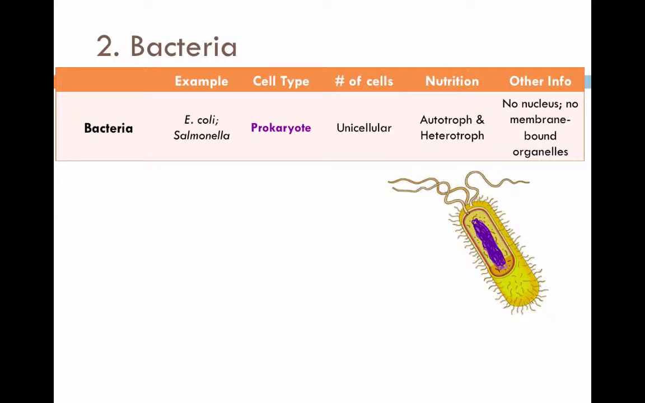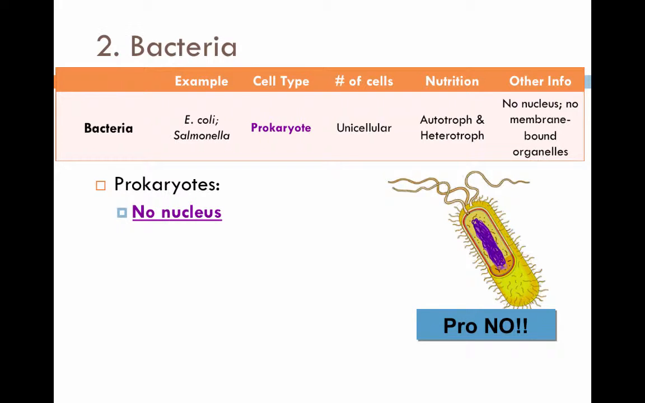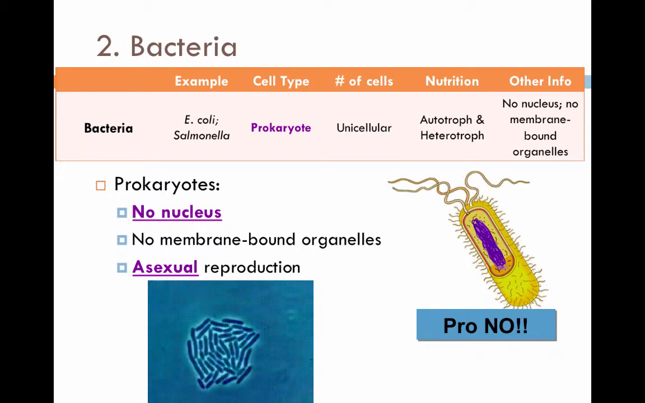The second kingdom is bacteria. I'm sure you know a little bit about bacteria already. Have you ever heard of E. coli or Salmonella? Those are examples of bacteria. Bacteria are prokaryotes, are unicellular, are autotrophs and heterotrophs, and because they are prokaryotes, do not have a nucleus or membrane-bound organelles. Just a reminder, I've listed out the definition of a prokaryote. Prokaryotes do not have a nucleus. Remember, no. Prokaryotes also do not have membrane-bound organelles, so they don't have a mitochondria or lysosomes. And they reproduce or divide by asexual reproduction.